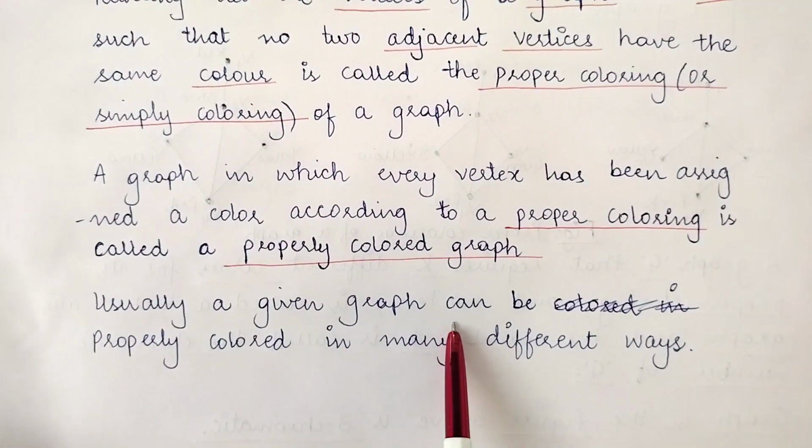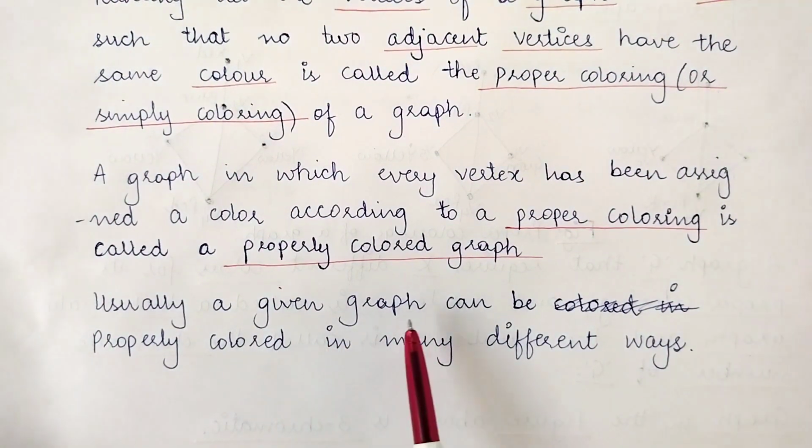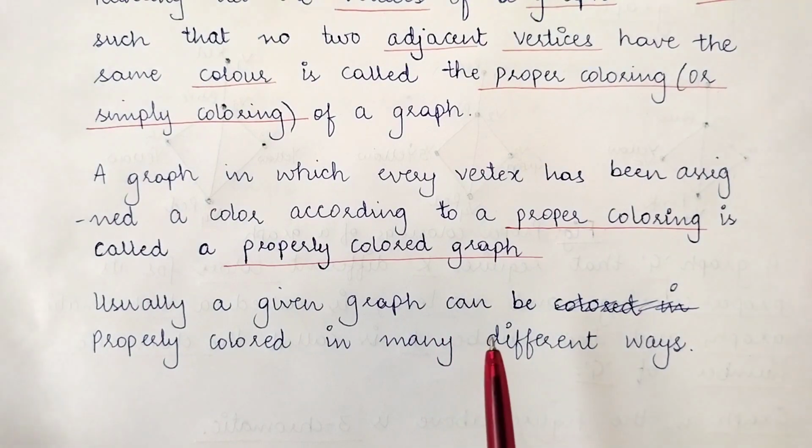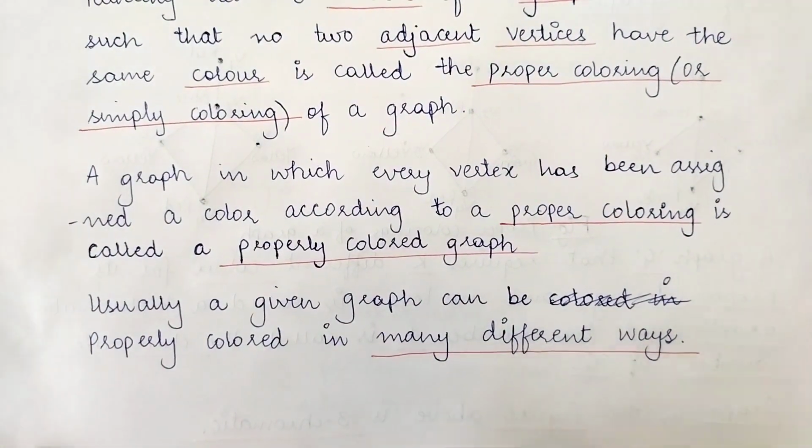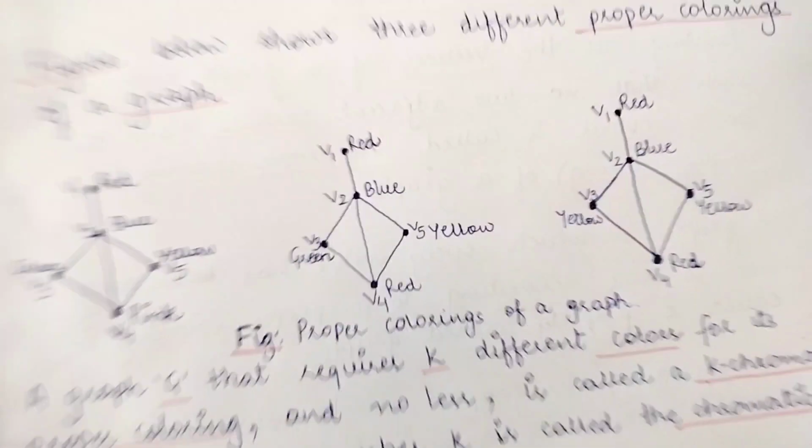Usually, a given graph can be properly colored in many different ways. So there is no such thumb rule for coloring a graph. The only condition that I told you in the beginning is that adjacent vertices need to have different colors. Other than that, there is no such hard and fast rule for coloring a graph. So that is the reason that one single graph can be colored in many different ways. Now let's see an example of that.